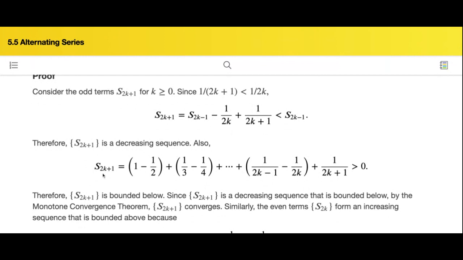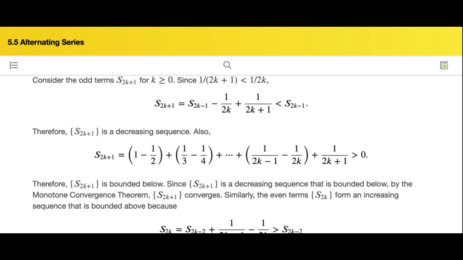Right? So let me read out those terms. So we got 1 - 1/2 + 1/3 - 1/4. So this is the alternating harmonic series, so on and so forth. And then we see each pair, we get a positive value. 1 - 1/2 is 1/2. 1/3 - 1/4, that's 1/12, right? So on and so forth. So this 1/(2k-1) - 1/(2k) will be 1/(2k(2k-1)). So each pair gives us a positive value. So that means the sum is still a positive term.